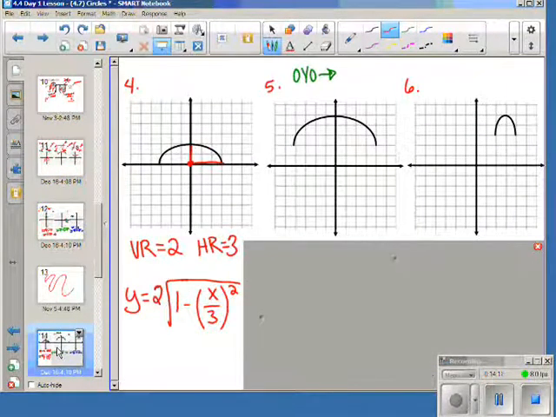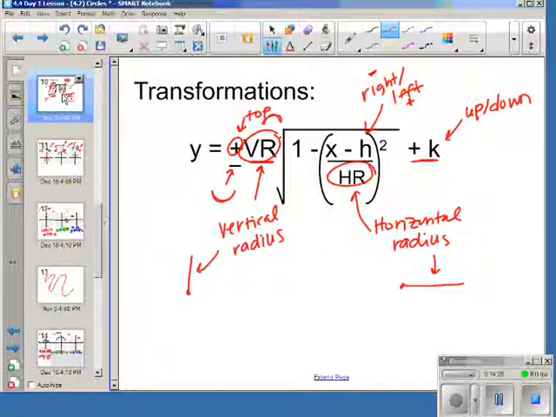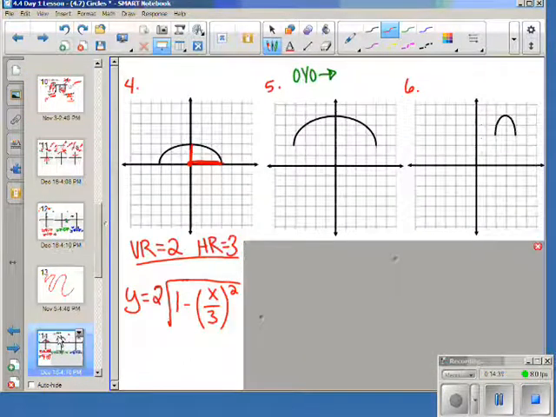Okay, so let's look at number 4. Notice how we now have a vertical radius of 2 and a horizontal radius of 3. Our center is still at 0, 0, so nothing changes there. Recall our big equation over here. This is where our vertical radius goes. This is where our horizontal radius goes. So 2 in the front, this is our vertical radius.